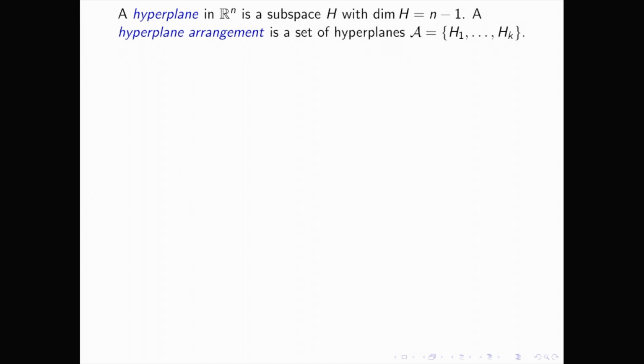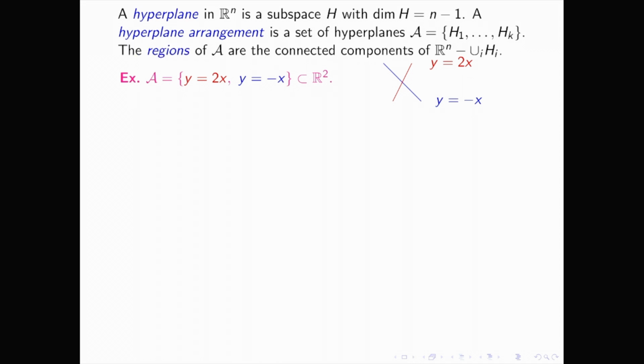So for example, if we're in R^2, the hyperplanes in R^2 are lines. So here's an arrangement with the line y equals 2x and the line y equals minus x, and I can visualize that as those two lines. Now notice I've left out the coordinate axes, and that's because of things to come. But there are the two lines y equals 2x and y equals minus x.